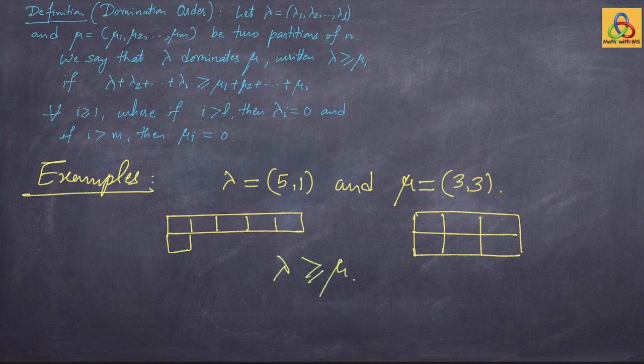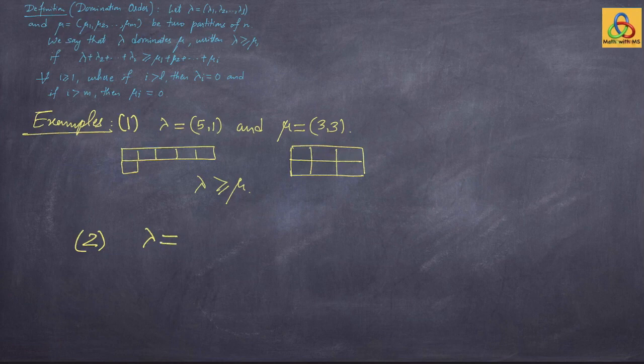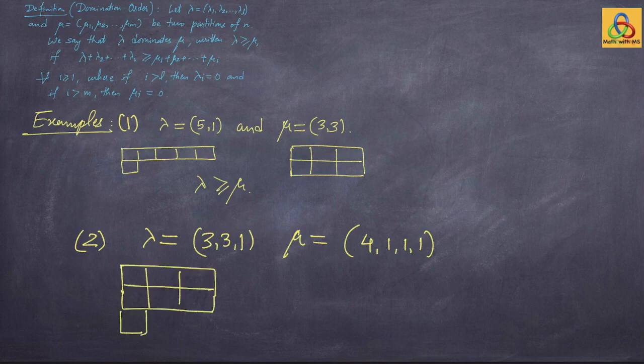Notice that the domination order is not a total order on the set of all partitions of n. You could have two partitions which are not related to each other. For example, take lambda to be 3 3 1, then lambda is a partition of 7, and take mu to be 4 1 1 1, mu is also a partition of 7. Then what is the Young diagram of lambda? You can simply use the definition, or you can just check the diagram. This is the Young diagram of lambda, and the Young diagram of mu is this.